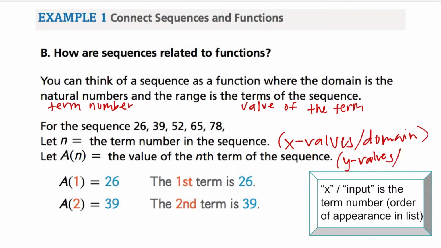If I wanted to find a of 1, that would be the value of the first term, which would be 26. Looking at this, this is my first term. If I wanted to find a of 2, that would be the value of the second term, which is 39. When I look at this, that is my second term.